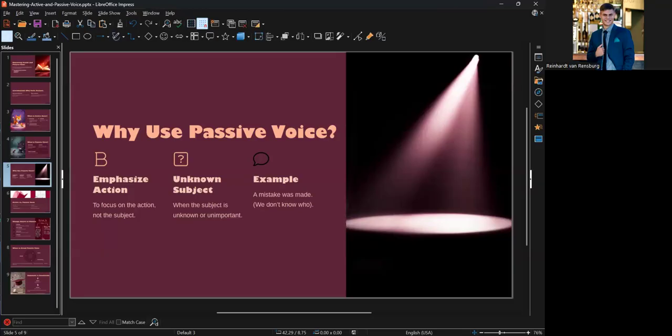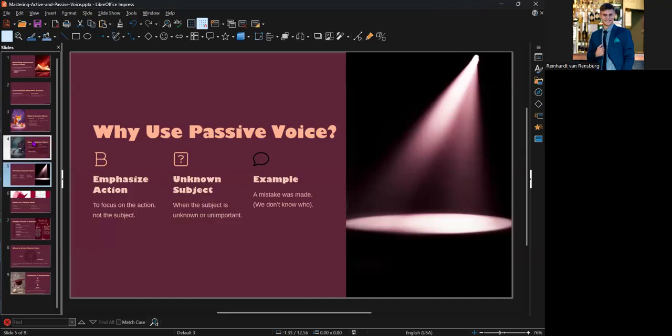Okay. Number 3 would be in scientific or formal writing. An example for this would be: the experiment was conducted under controlled conditions. Now, the passive voice is commonly used in research because the focus is on the process and not the researcher.